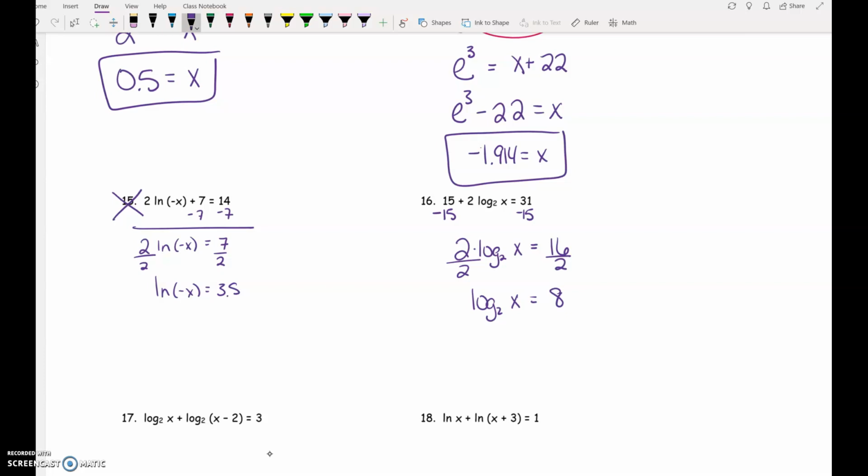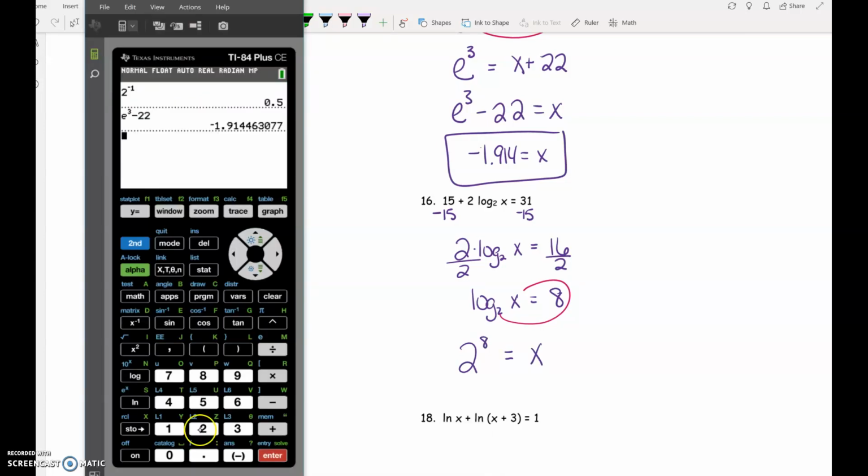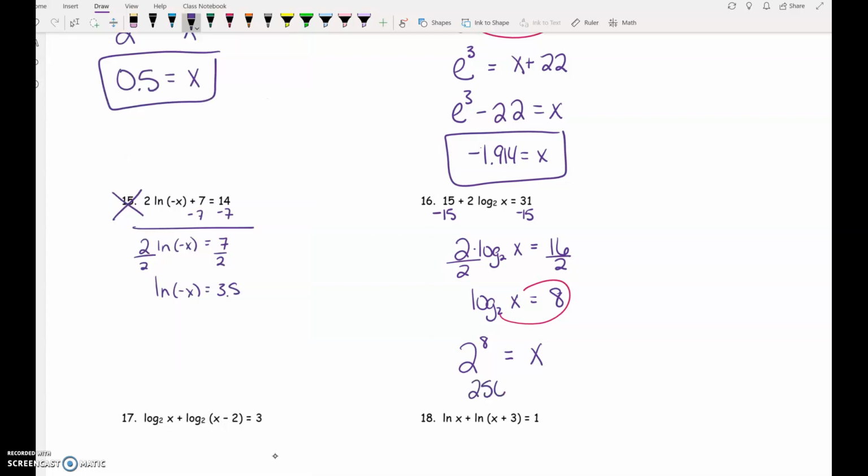When you're stuck, change forms. Once you have the log by itself, change forms. Start at your base. Woo! We would rewrite that as 2 to the 8th equals x. Grab your handy dandy calculator. 2 to the 8th is 256. And if I plug 256 in there, that is a positive inside the log, so it is just fine.